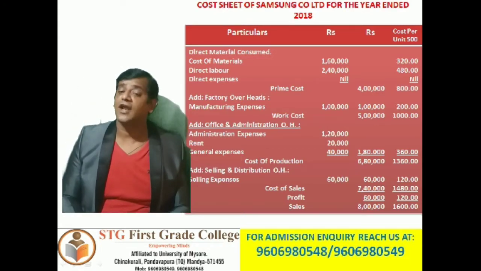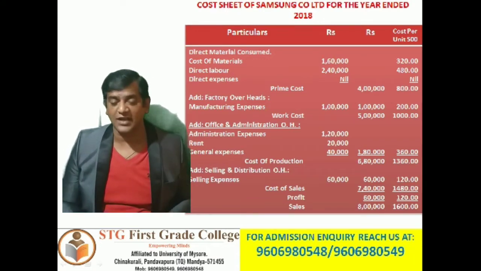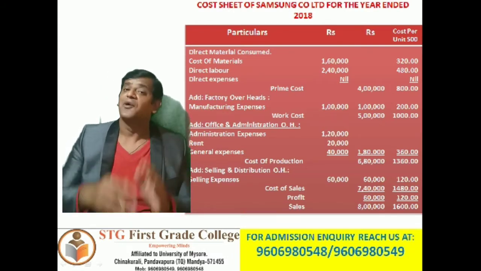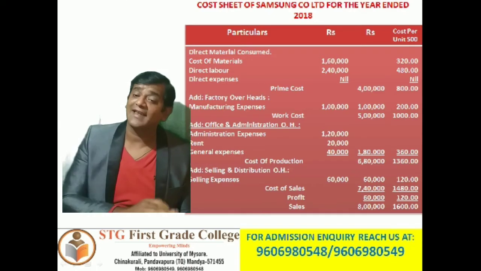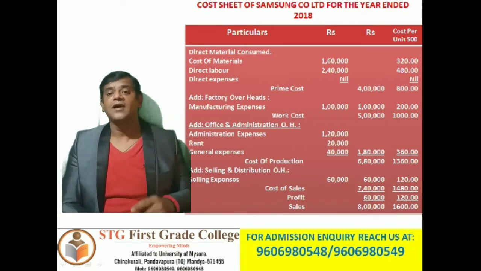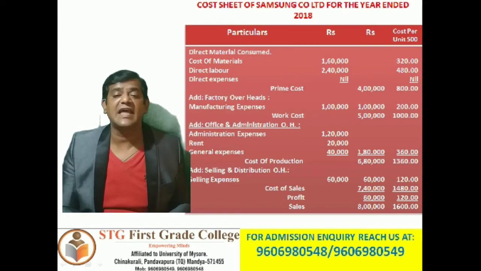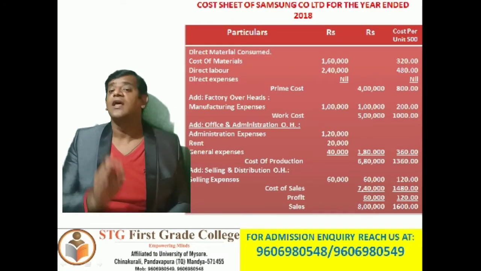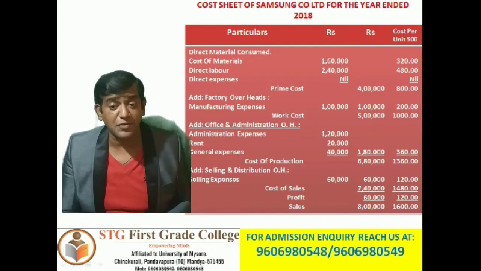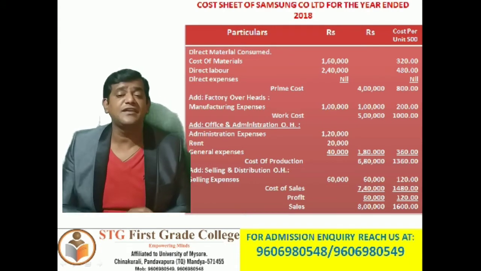Next, add office and administration overheads. Administrative expenses 1,20,000, rent 20,000, then general expenses 40,000. When you add all these three, you get 1,80,000. So 1,80,000 divided by 500, you get 360 per unit. Total it, you get 6,80,000, that is the cost of production. 6,80,000 divided by 500 units, you get a per unit cost of 1360.